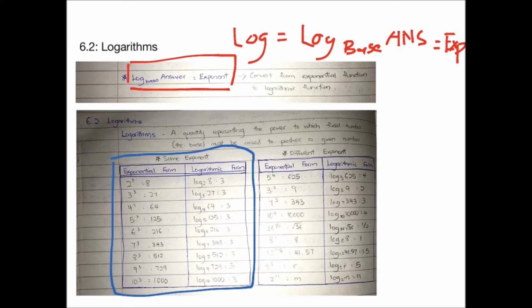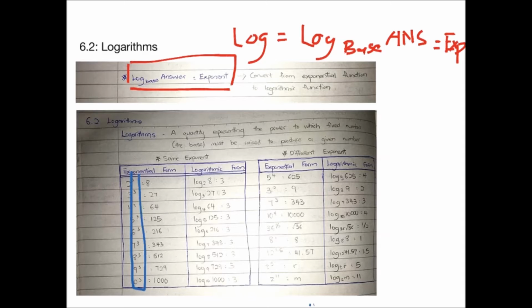We're going to start from the easy one, which is the same exponent. Let's look at the exponential form. Okay, let me clear this first. As you can see, 2 to the power of 3 is equal to 8, and 3 to the power of 3 is equal to 27. Do you realize that all the exponents are the same? So now we know all the exponents in the exponential form are the same.